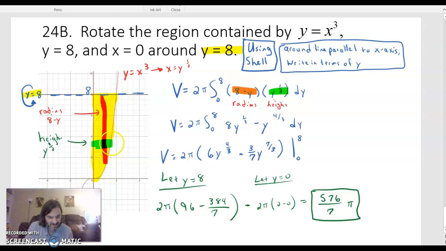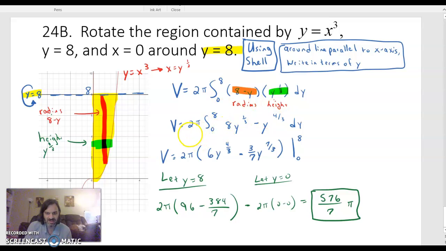The height goes the other way, from left to right in this case. So the height would be the x cubed function, but we want it in terms of y. Solving for that, x equals y to the 1/3. So the height from right to left will be y to the 1/3 because it goes all the way back to the y-axis. Plugging all that in, we'll have 2 pi times the integral from 0 to 8 of the radius 8 minus y times the height y to the 1/3 dy.